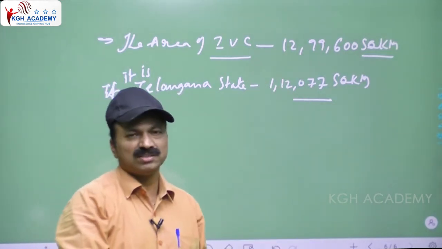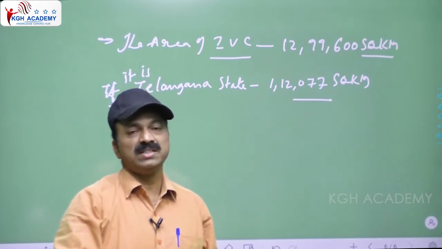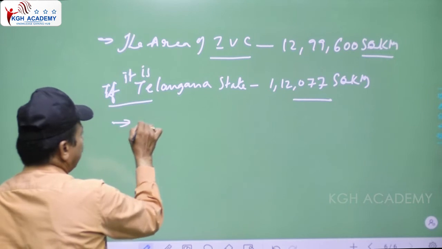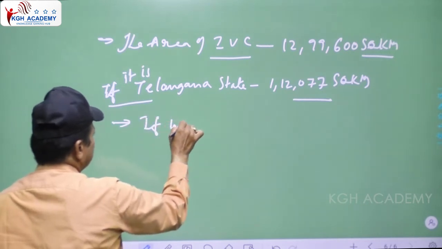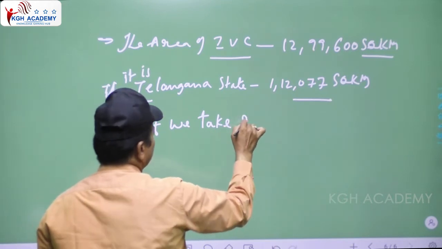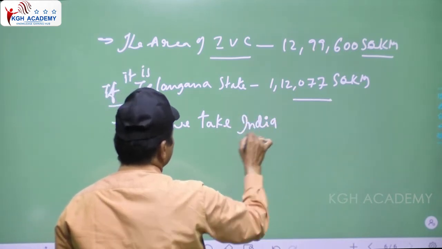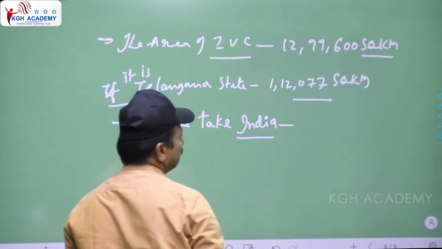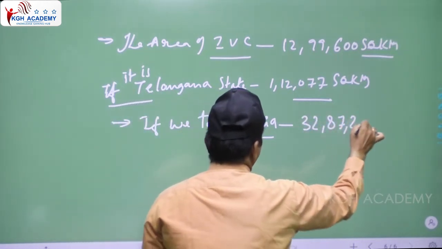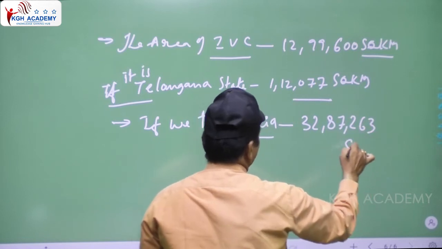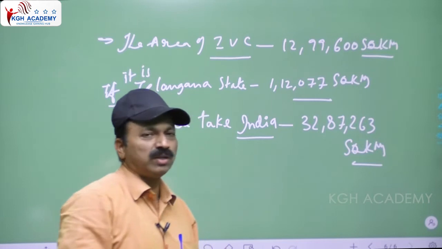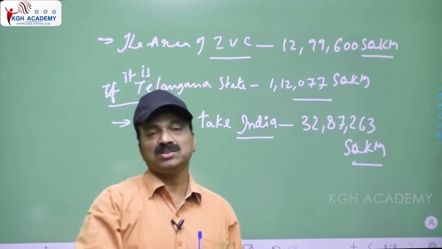If we take the present area of India, it is 32 lakh 87,263 square kilometers. If we take Hyderabad, it is 217 square kilometers. So you have to know each and everything, right?